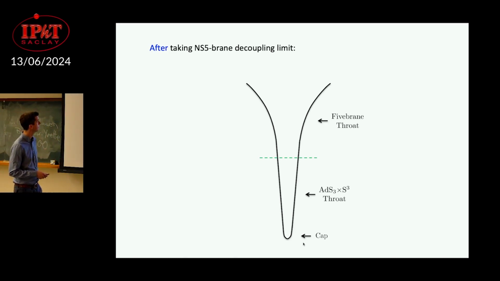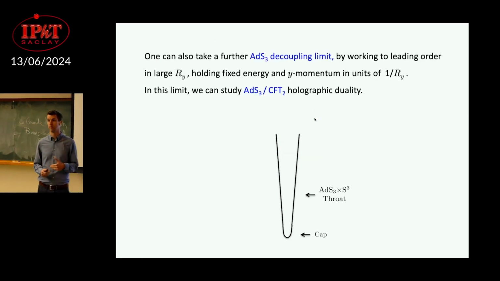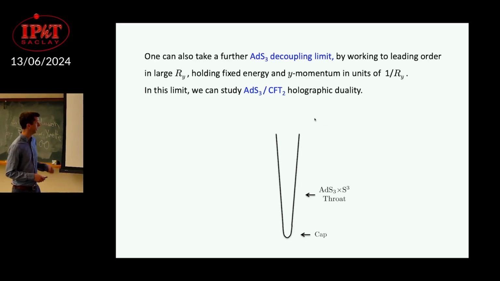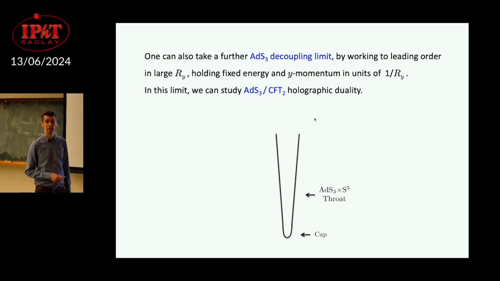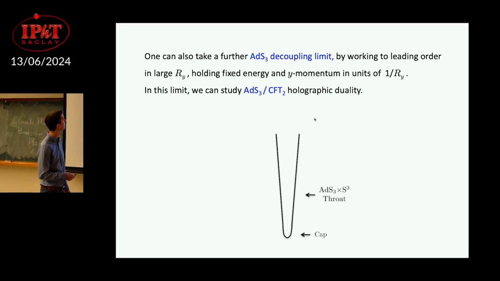We don't see that anymore. And it's in this limit where we have a worldsheet description, but we still retain two different regions characterized by being linear dilaton dominated or AdS3 times S3. And one can take a further AdS3 decoupling limit by sending R_y to infinity, and there we zoom in only to the AdS3 times S3 IR region, and that's where we have AdS3/CFT2 holographic duality.